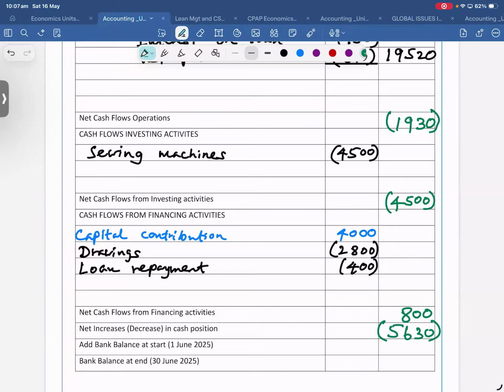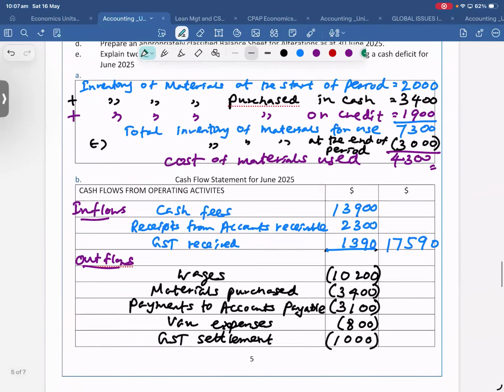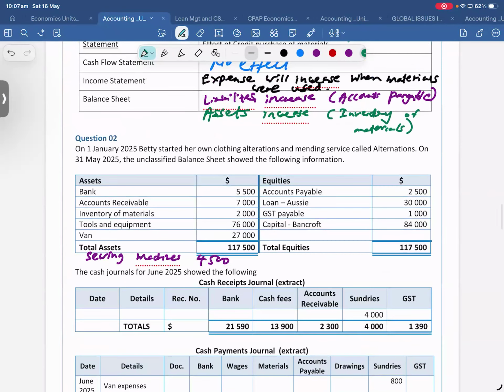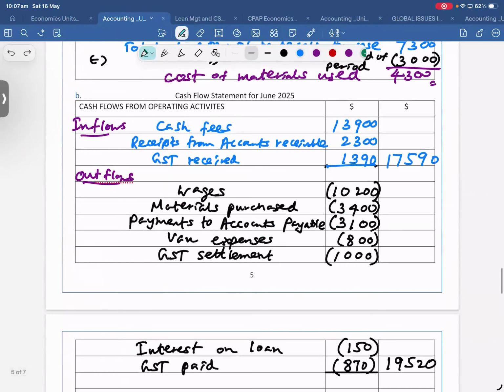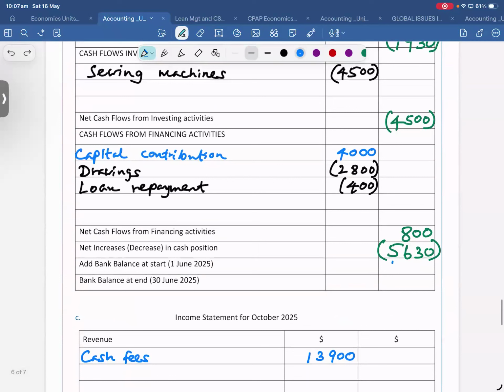Then the bank balance at the beginning. Where can we find it? It's here. Look at the assets in the balance sheet, right? So 5,500, which is positive. And then the closing bank balance is going to be 130, which is negative. Yep.